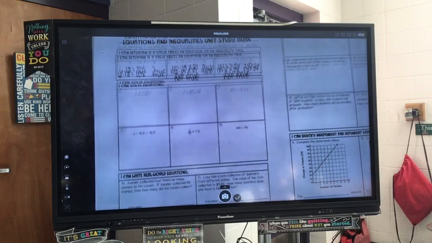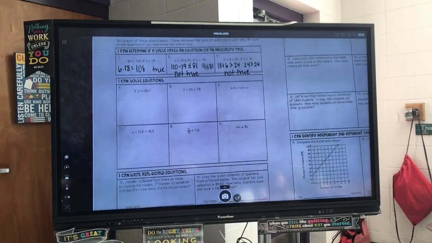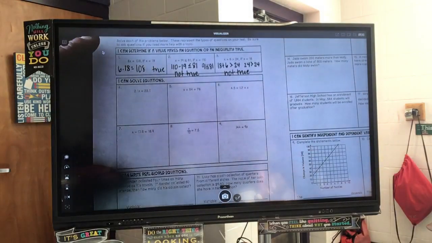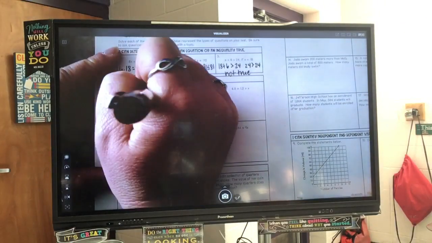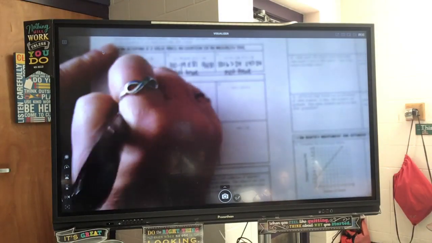Alright, looking at 4 through 9, we are solving these. So just like we did for 1, 2, and 3, we're finding the value for x. Number 4 says 2 and 1/10 x equals 23 and 1/10. So what operation is going on with 2 and 1/10 x? Christiana? Multiplication. So then what's the opposite of multiplication? So I have to divide by 2 and 1/10. So I'm going to do 23 and 1/10 divided by 2 and 1/10.